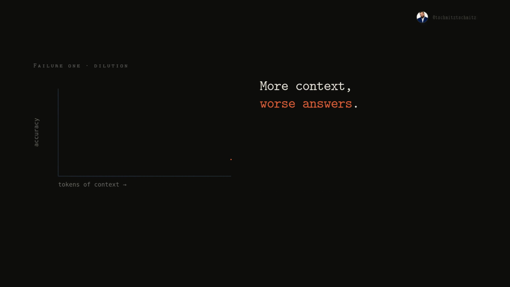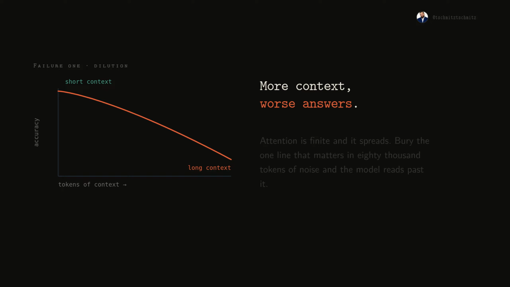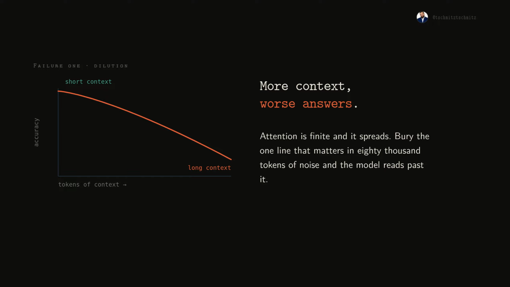Here is the first failure mode, and the most counterintuitive one. Plot how well a model finds a specific fact against how much context surrounds that fact, and the line goes down. Not off a cliff at the limit, steadily, from very early on. The reason is that attention is a finite resource being spread across everything you sent. Every irrelevant token you add is another thing competing with the one line that actually matters. And the information was in there. You can scroll up and point at it. The model just read past it because you buried it. That is why this bug is so miserable to diagnose. Nothing is missing, nothing errored. The answer is simply worse.